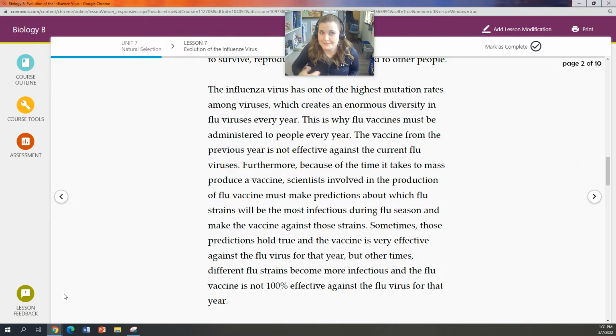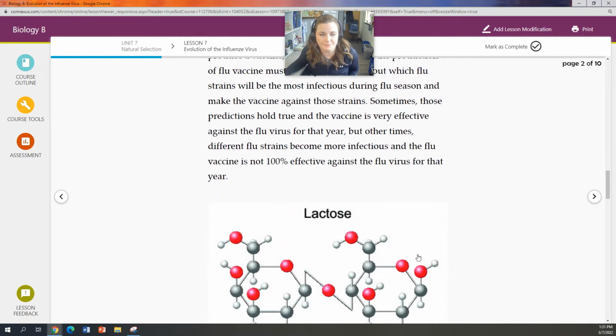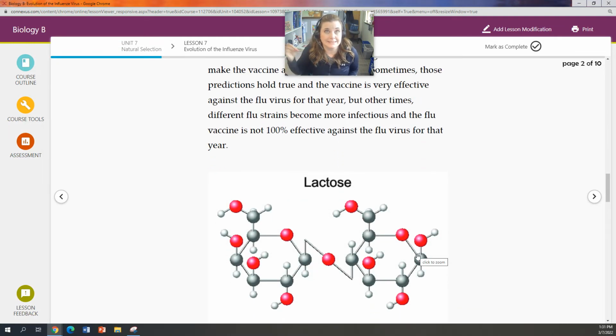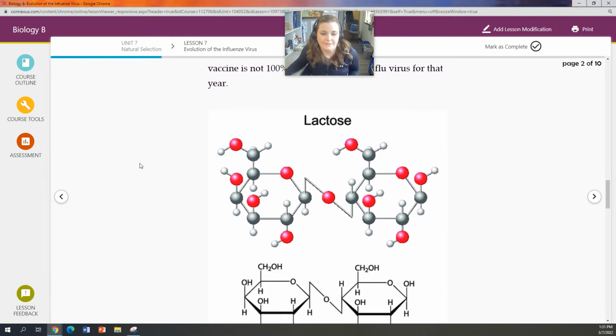But it may have mutated some. And by the time it gets here, it might not exactly match what the vaccine is made for, if that makes sense. So sometimes it's a really good match, and sometimes the vaccine's super effective, and some years it's not so good, and so the vaccine isn't as effective as we'd like it to be. So that's why the flu vaccine isn't always 100% effective, and why it's recommended that you get vaccinated every single year.